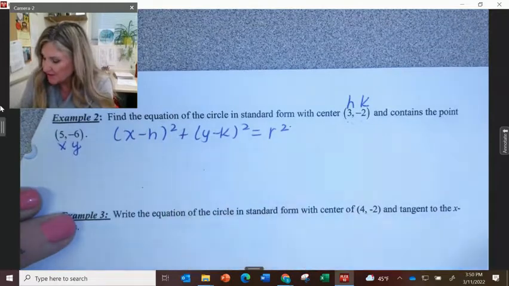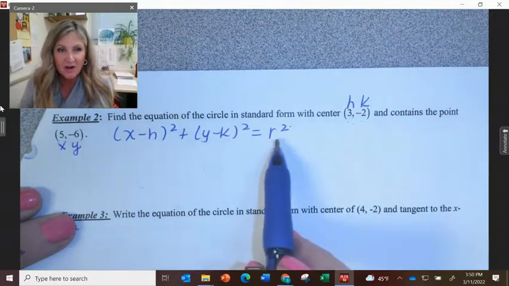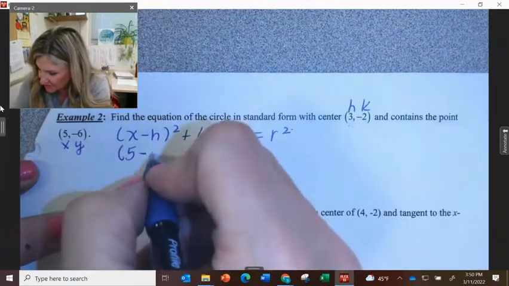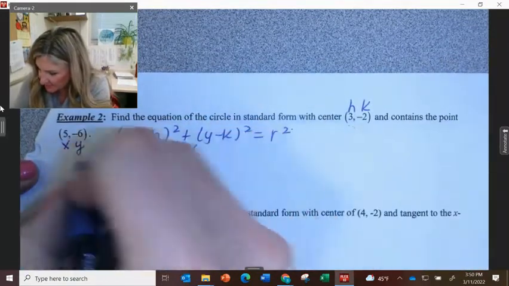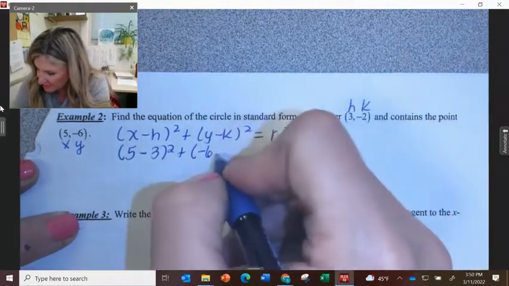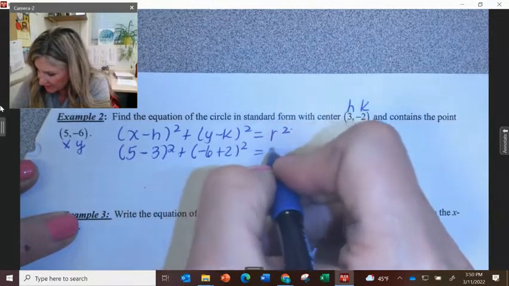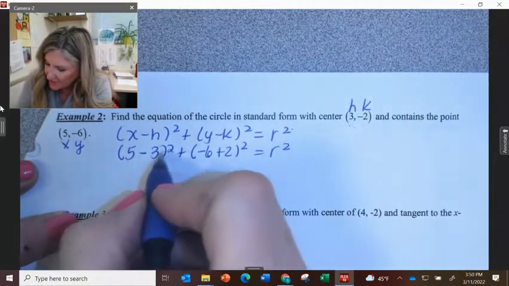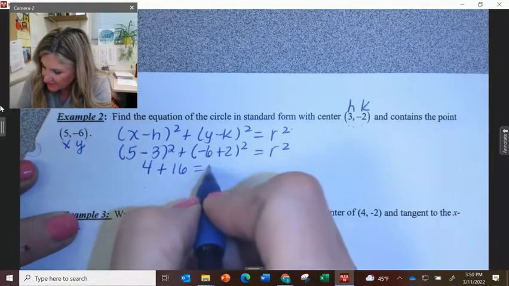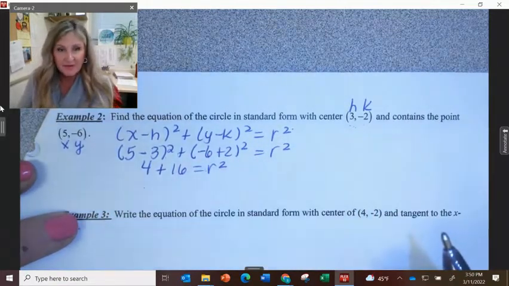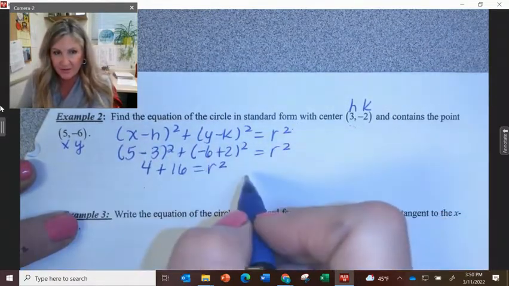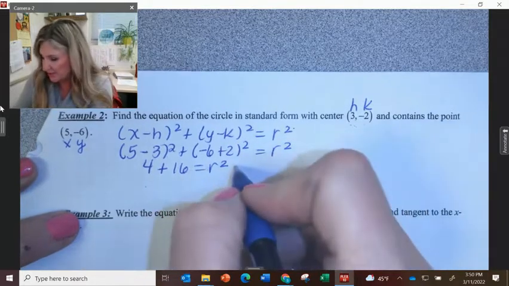So I'm just going to plug in all of this, and that's going to allow me to solve for r. I'm going to plug in 5 for x, h is 3. I'm going to plug in -6 for y, and minus -2 would be plus 2 squared equals r squared. So now 2 squared is 4, -4 squared is 16, so there's r squared. I really don't even care what r is, because in my equation for a circle, I need r squared anyway. 4 plus 16 is 20.